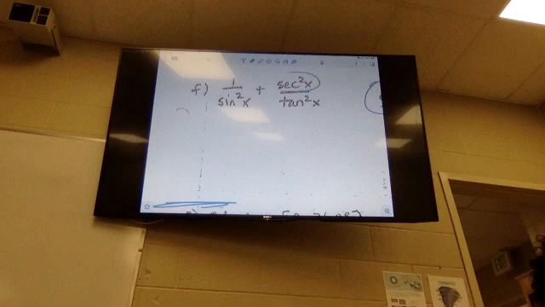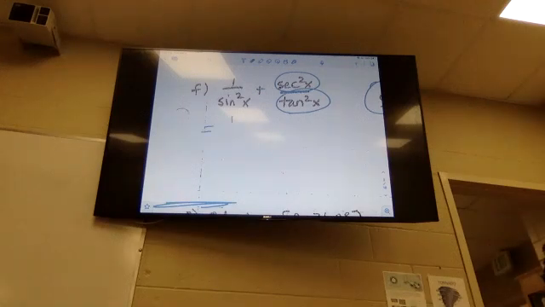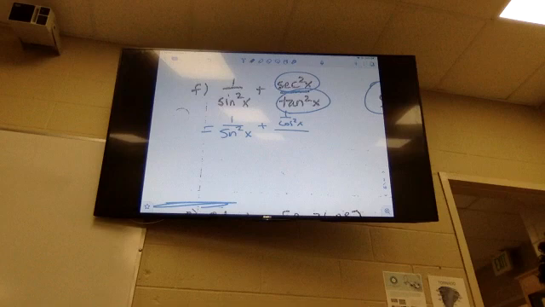Instead, can we make secant and tangent in terms of sine and cosine and then kind of see where we go from there? What's secant the same thing as in terms of sine or cosine? 1 over cosine. What's tangent the same thing as in terms of sine and cosine?